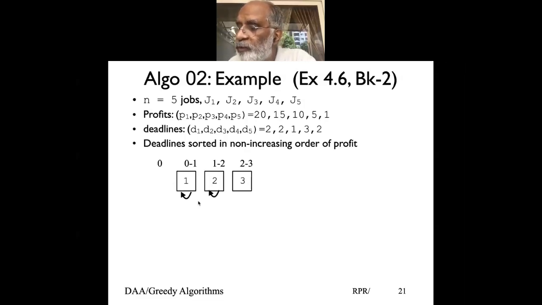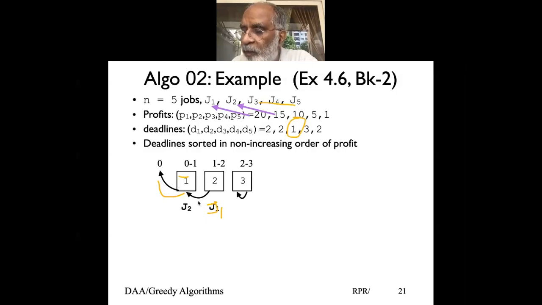First we schedule J1. J1 gets in here, and J2 gets in slot 1. And this pointer moves to this one, because the next free slot for 1 is this. Now we look at job 3. Job 3 has a profit of 10 and a deadline of 1. Deadline of 1 is already pointing to 0, which means job 3 cannot be scheduled.